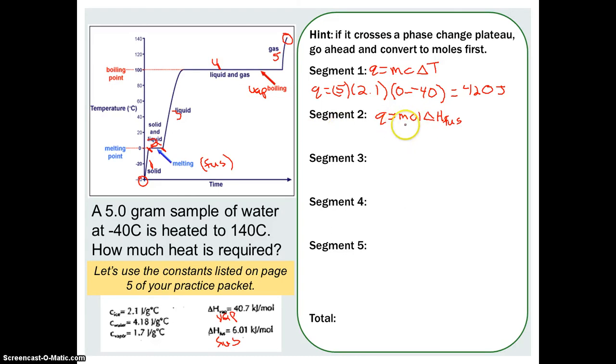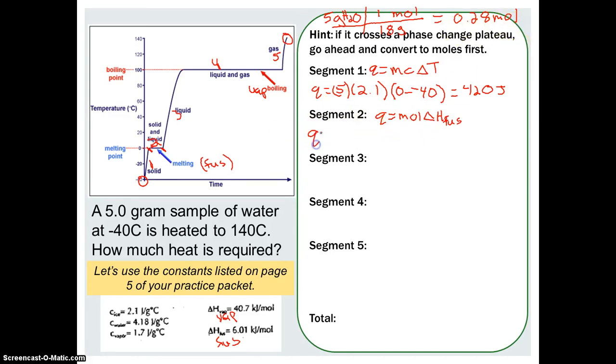Now look here, now I need moles. So here's where this hint at the top comes into play. Anytime you're doing the calculations and you cross one of these plateaus, you're going to need to calculate moles. So I'm going to go ahead and calculate moles up here. We really should have done that first. I have 5 grams of water, and I want to know moles of water. So grams to mole, divide by molar mass, the molar mass of water: 2 hydrogens, 1 oxygen, 18 grams per 1 mole. I get 0.28 moles of water. I need the moles whenever I'm at a plateau.